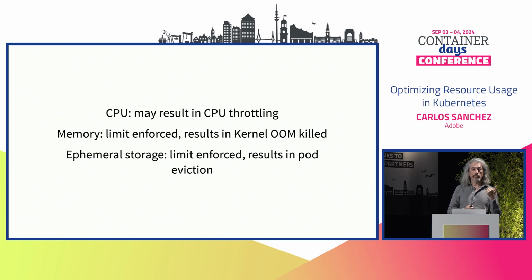What happens when you go over your limits? On the CPU side, you're going to end up with CPU throttling. On the memory side, if you go over the limit, your container is going to be killed by the kernel or by the kubelet. On the ephemeral storage, the limit is enforced, and whenever you go over that limit, the pod is evicted and started somewhere else, as in the typical scheduling cycle of Kubernetes.